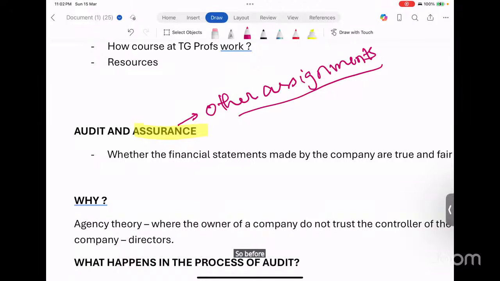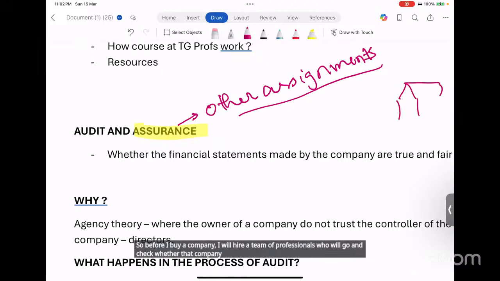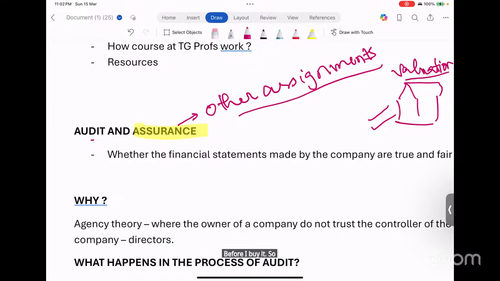So before I buy a company, I will hire a team of professionals who will go and check whether that company is true and fair or not. Whether what kind of financial statements they are preparing, the claims that they are making are true or not. And what valuation should I give to that company before I buy it? So that is not audit, that is assurance. So we learn about it in our syllabus.